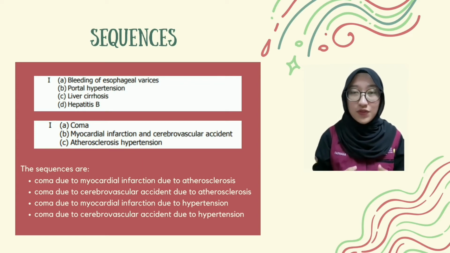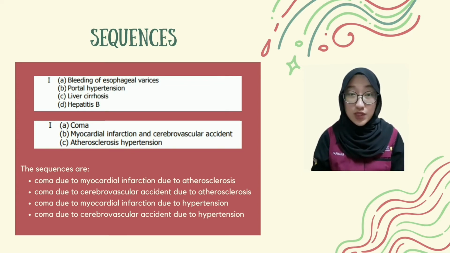In the following example, 4 sequences are reported. The first one is coma due to myocardial infarction due to atherosclerosis. Next, coma due to cerebrovascular accident due to atherosclerosis. Then coma due to myocardial infarction due to hypertension. And the last one is coma due to cerebrovascular accident due to hypertension.